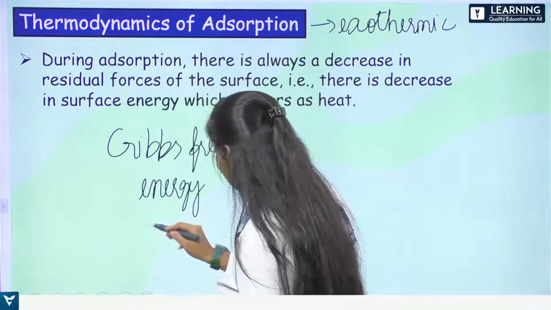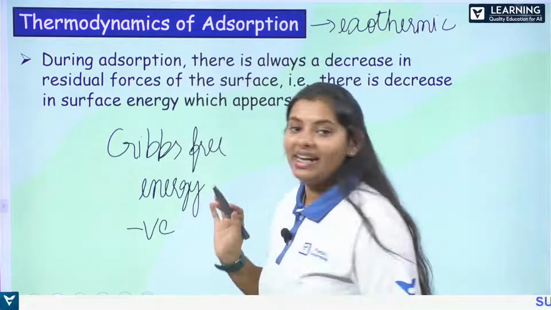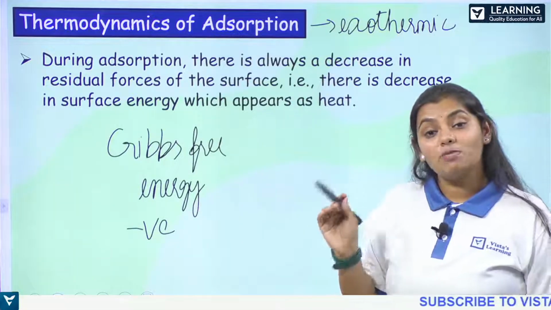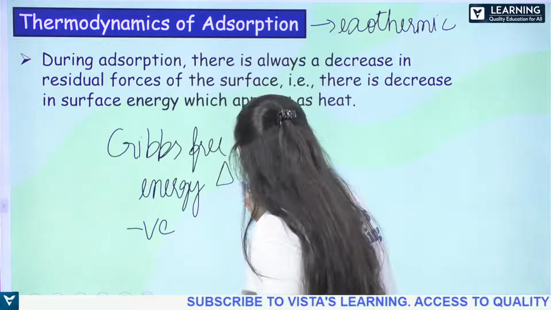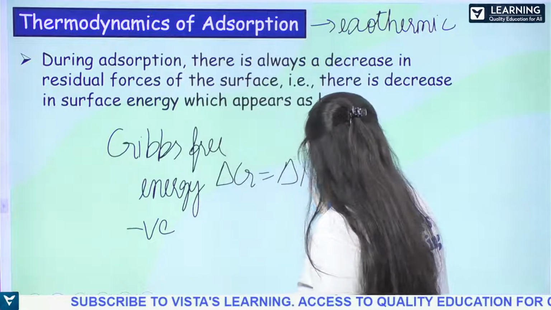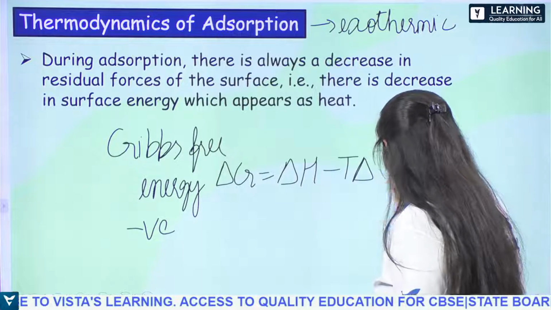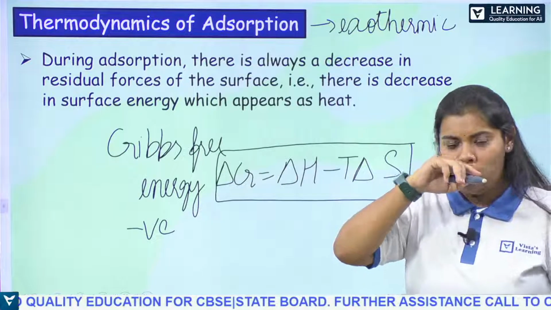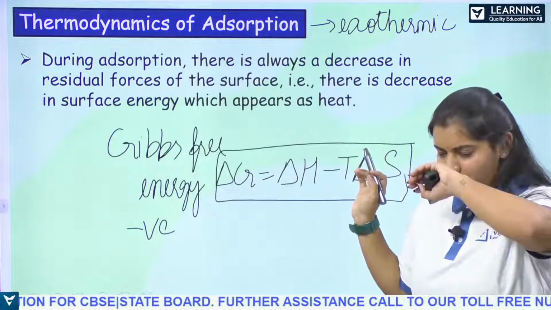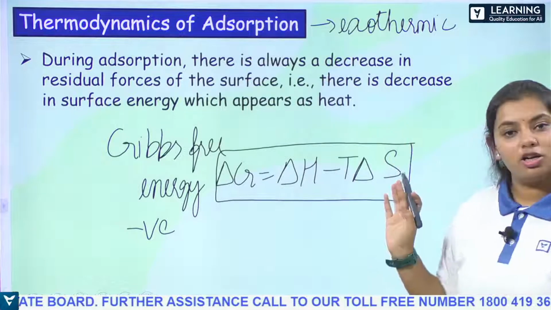Okay, Gibbs free energy is supposed to be negative. Why exactly is Gibbs free energy supposed to be negative? That is because this is the Gibbs free energy formula.